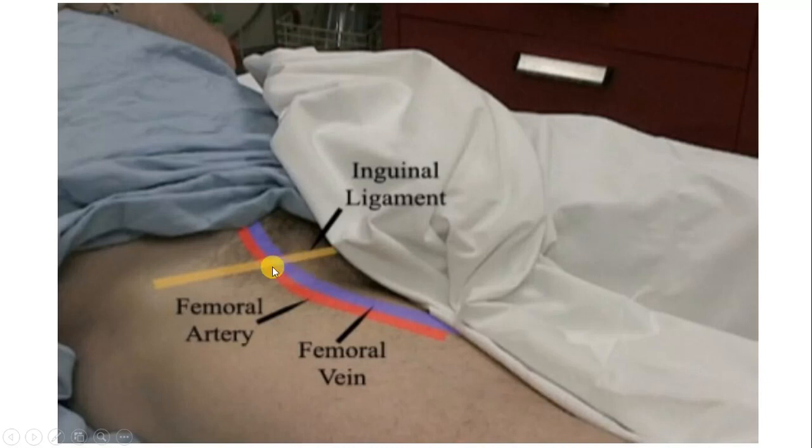Here you can now recall the relations of the structures in the groin region, where to feel the femoral artery. Here is the inguinal ligament, the pubic tubercle, below and lateral to the pubic tubercle, and the mid-inguinal point. First you feel the pulse of the femoral artery, and then you put the needle medial to it, medial to the pulsation of the femoral artery.